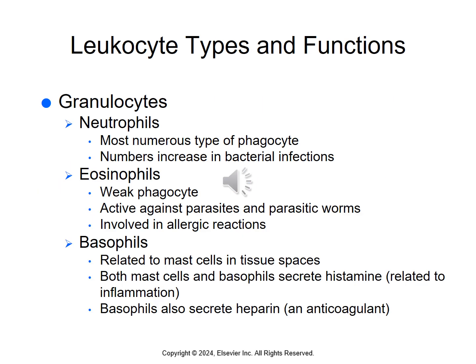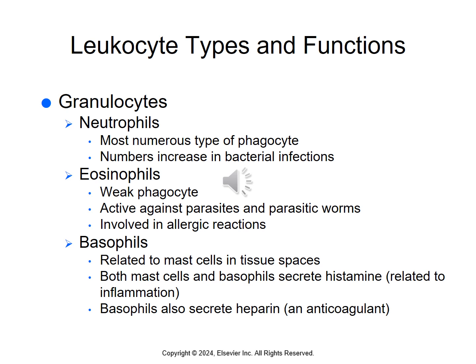Leukocyte types and functions. So we have granulocytes. So these are the white blood cells with the granules. Our neutrophils, eosinophils, basophils. So all of the phils are granule. All right, so our neutrophils are the most numerous types of phagocytes. We already talked about bacteria. It engulfs the bacteria, so the number increases when you have a bacterial infection.